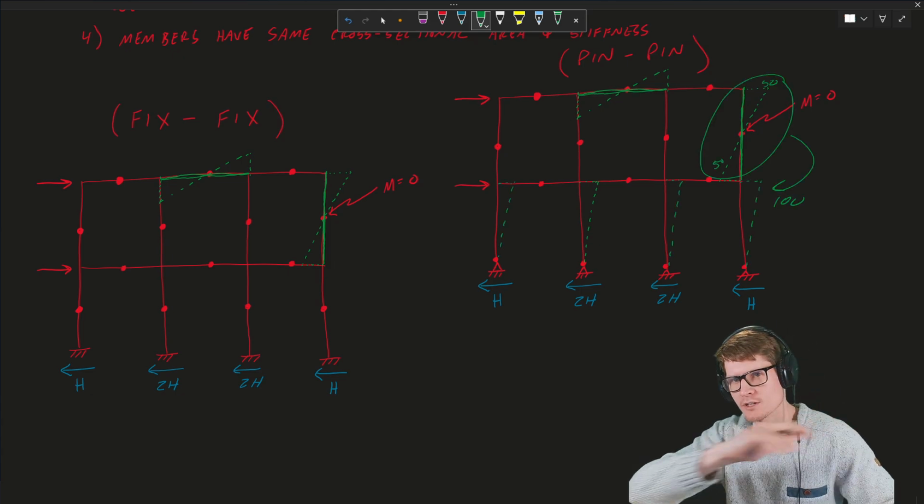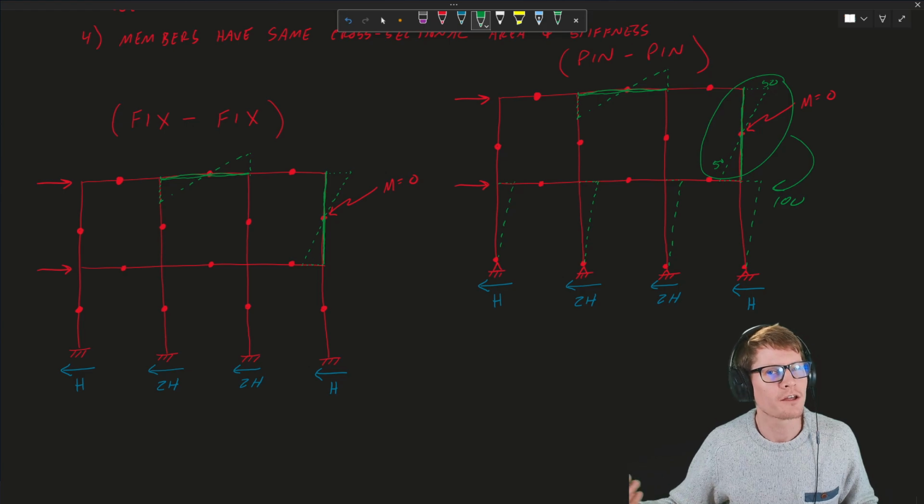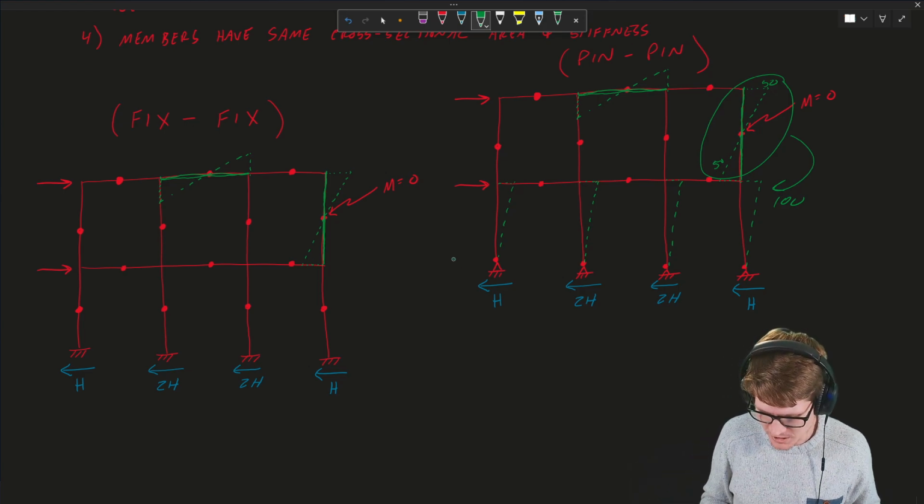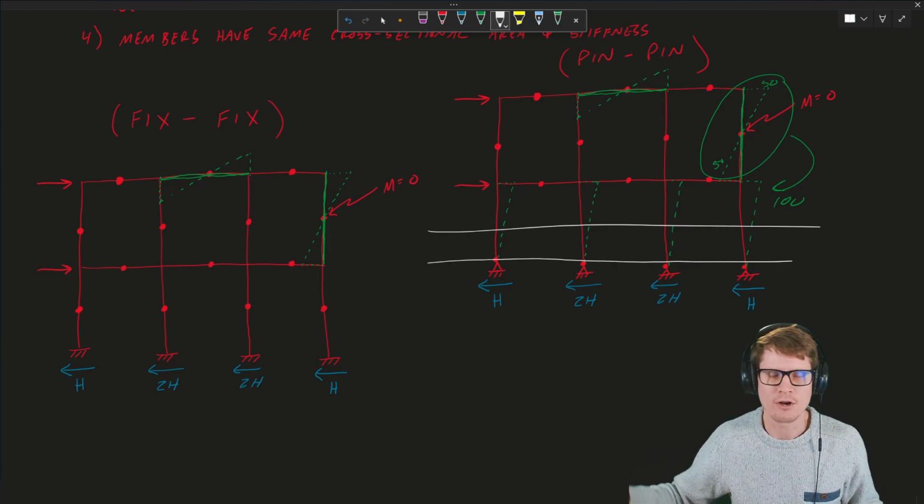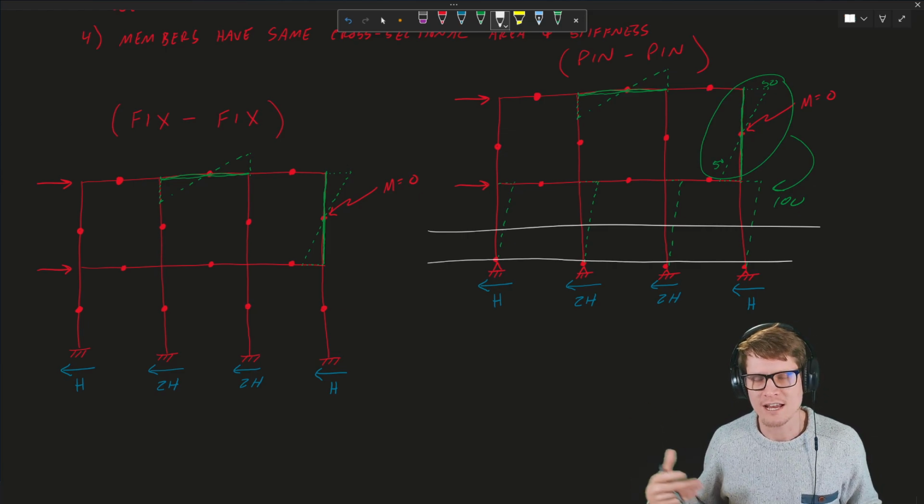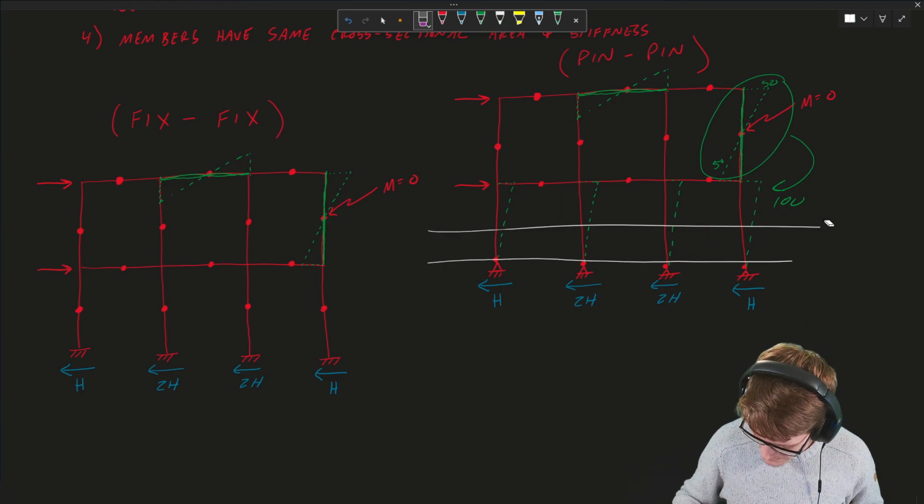And you now need to cut through the story in question. If you're looking down at the base, well, you need to cut through the inflection point. So you literally just cut down at the base level, not through the mid-height. And then you run some statics, and you get your moments and your shears throughout your frame that way. All right, that's enough.